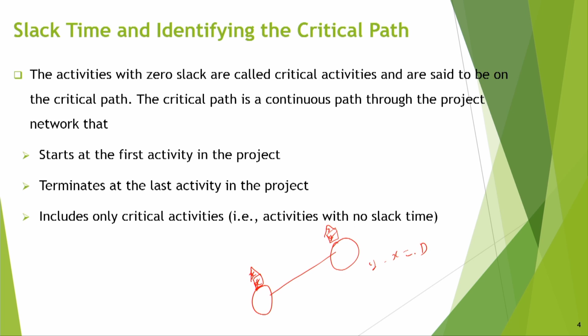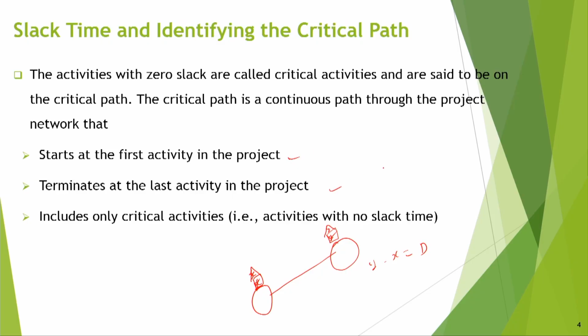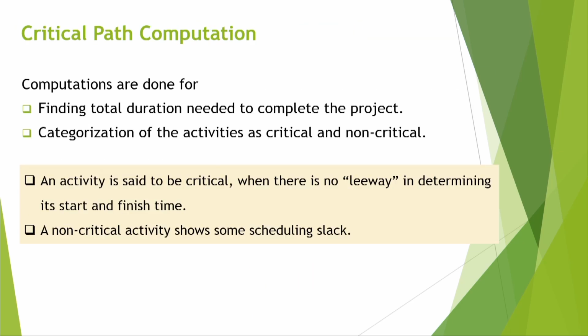So anyway, the activities with zero slack are called critical activities and are said to be on the critical path. The critical path is a continuous path through the project network that starts at the first activity in the project and terminates at the last activity in the project. Always it will be like that, and it includes only critical activities, that is, activities with no slack time. So this can be another definition of the critical path, that it is a path in which all the activities have zero slack time.